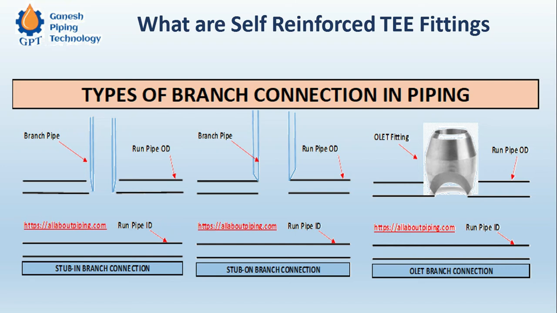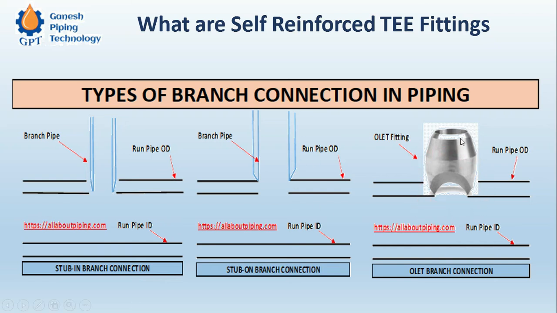So there are two types, stub-on and stub-in. What is the difference between them? It's very simple. Here you can see the branch is inserted inside the header till the end of the hole, and here it is only rested. Why it is done, you can see in the stub connection T video, and this is the OLED fitting for which this video is dedicated.